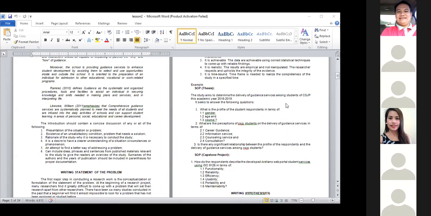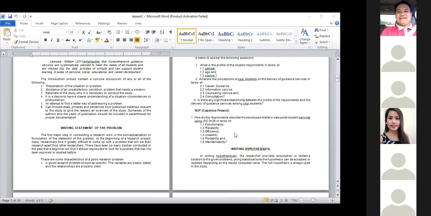Okay, let's say you will be involving the teachers. Ayan. So you have two groups of respondents na. So you can formulate, let's say, is there any significant difference between the perception of the two groups of respondents with regards to the delivery of guidance services, etc. Okay? So from that, meron na kayong pang-apat na question. Madali lang, ano?